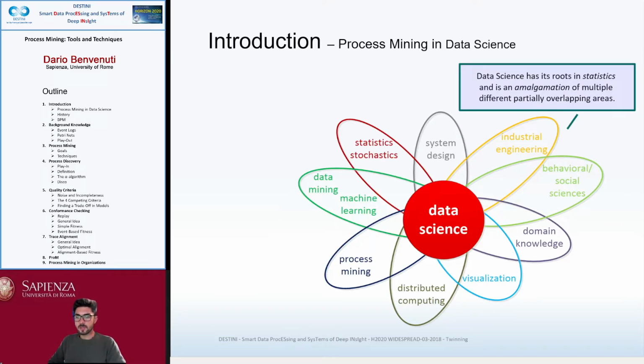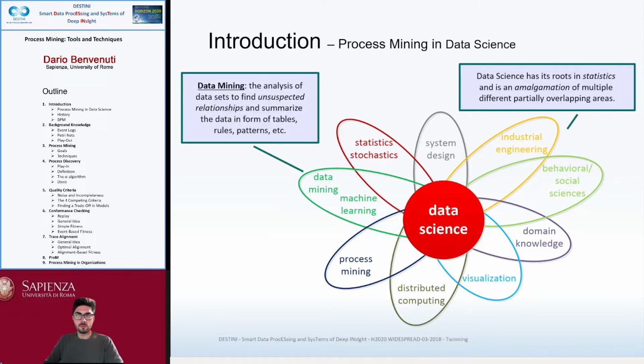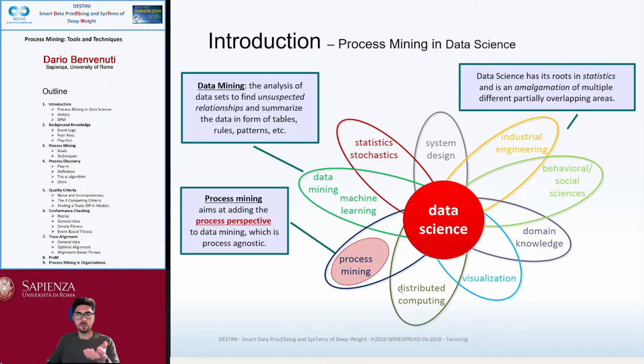So first of all, process mining is in the context of data science, which of course has its roots in statistics and covers a lot of different aspects that you can see here in the picture. And it's something very similar to data mining, which of course is becoming quite hot these days, but that doesn't cover processes at all. And that's why process mining was born, to add the process perspective to data mining, which doesn't care at all about what's behind the data.